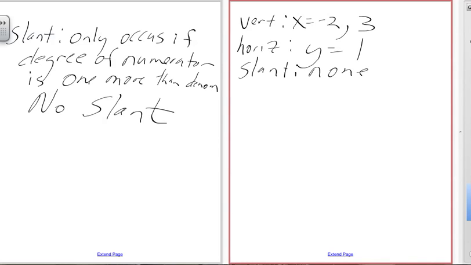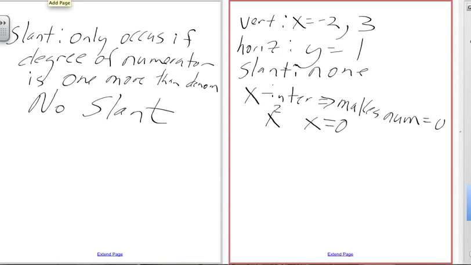So now to graph this thing, we're going to need to find our x and y intercepts. Remember, x-intercepts, these are your zeros, what makes the numerator equal to 0. So my numerator on this is x squared. So the only thing that makes that 0 is x equals 0. So that's my x-intercept. Except you have to check and make sure it doesn't make the denominator 0. And in this case, it does not.